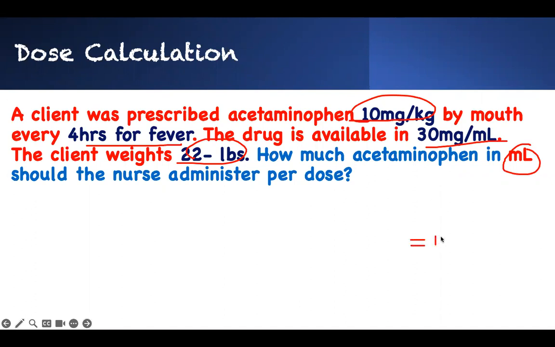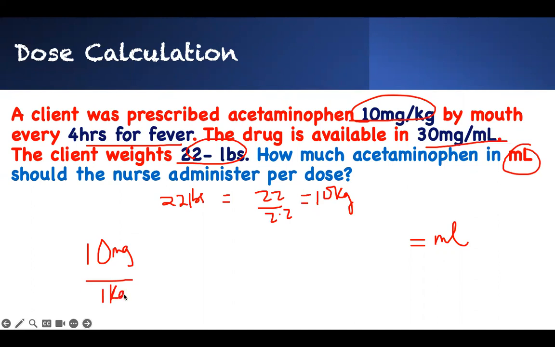The same thing. I put my ml here. I convert 22 pounds into kilos. Therefore, I divide 22 over what? 2.2, which is what? 10. So I get 10 kilos. And I go to the prescribed medication, 10 milligram over what? 1 kilo. That's how much they told me it is. I have 10 kilos, just convert it. Put the 10 kilo and get rid of the kilos.